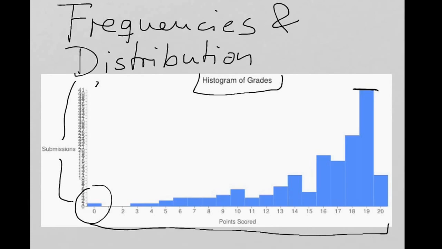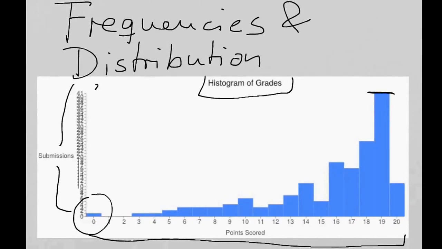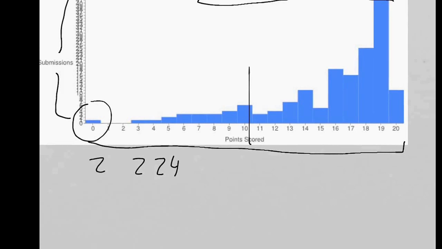Now, how would I be able to find out just from this histogram, how many people have submitted? How would I do that? Any ideas? Absolutely. I simply sum up all these submissions. So here I have 2, here I have 2, here I have 2, here I probably have 4. So I can tell, for example, that a certain number of students have 10 or less, just simply by summing up all these submissions, all these frequency data.